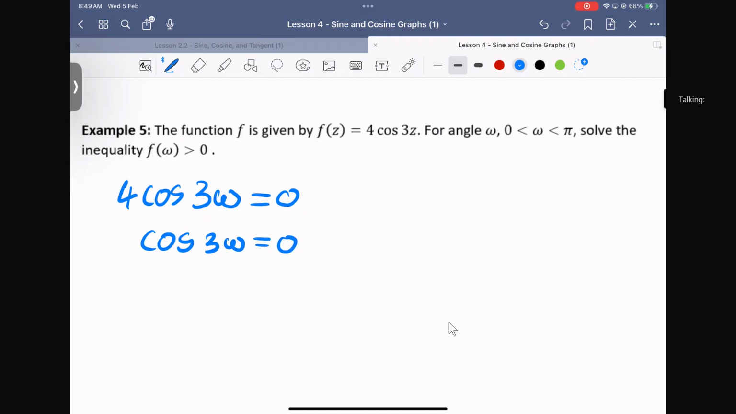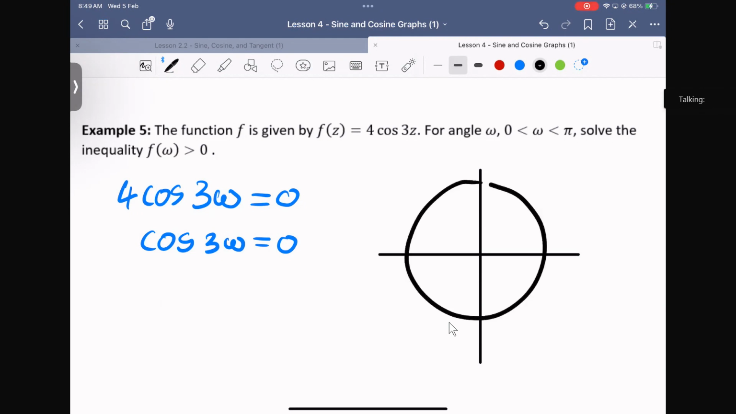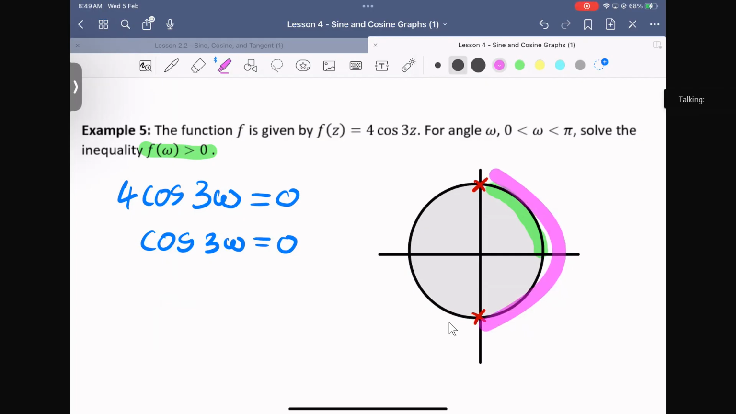So next I'm asking myself, what values are going to create 0 with the cosine function? So I pull up the unit circle. When is the cosine value 0? Well, it's 0 when we're here or when we're here. We want the cosine value to be greater than 0, and that happens when we go from here to here. It's then going to be greater than 0 when we come around to the next one, and so on.